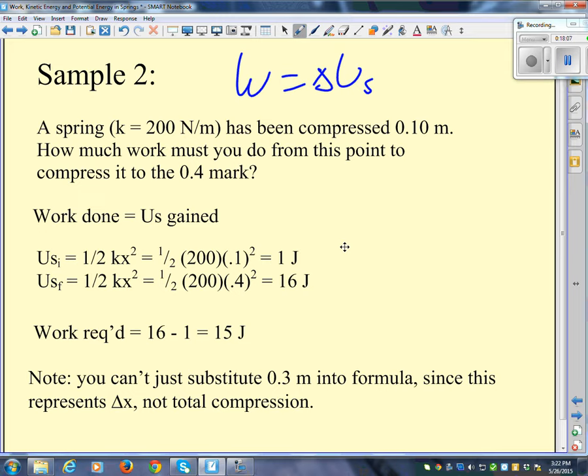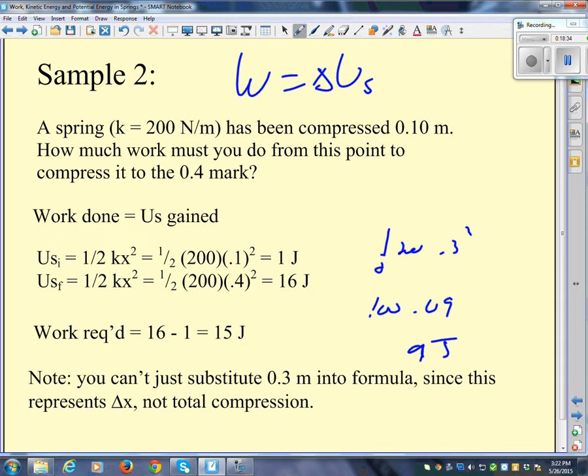So you can't just go, if you go 0.3, you're going to have 1/2 of 200 of 0.3 squared. That's 100 times 0.09. You're only going to have 9 joules. Okay? If I go from 0 to 0.3, I'm going to do 9 joules. But because I need that last extra 10 centimeters, needs more force. Between 30 and 40 is a greater amount of force than 20 to 30. So I have to do more work.